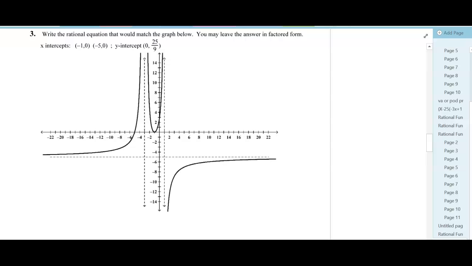Let's take a look at problem number 3 if you want to try this before I write the answer. Using the x-intercepts, we know the function f of x will have a numerator of x plus 1 and x plus 5. Notice at x plus 1, or at x equals -1, it just touches, so that needs to be an even power, and at the -5 it goes through. For the denominator, it looks like we have x equals -3 and x equals 1, so we're going to have x plus 3 and x minus 1.